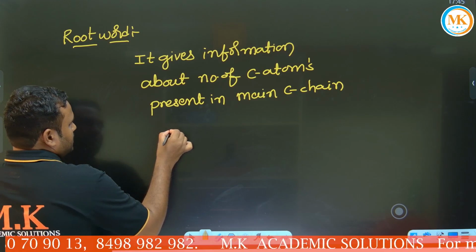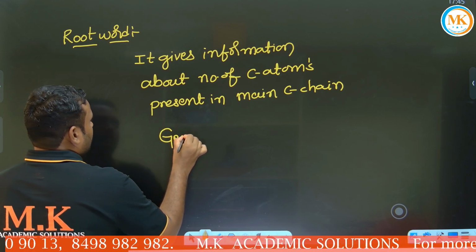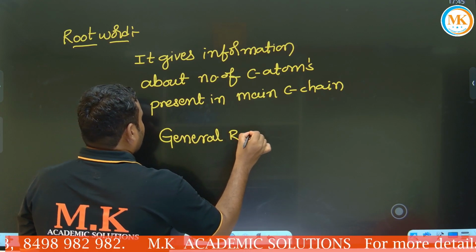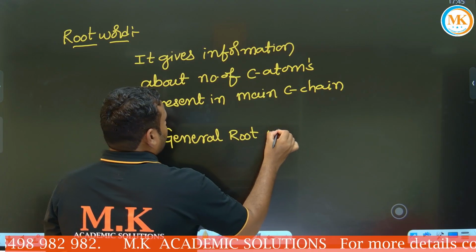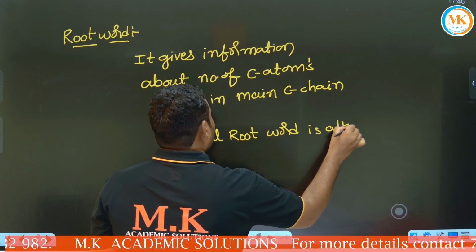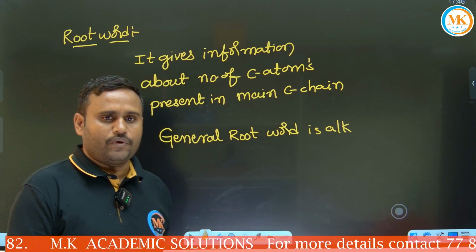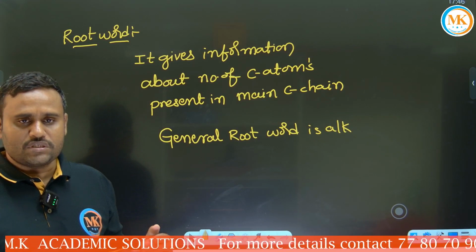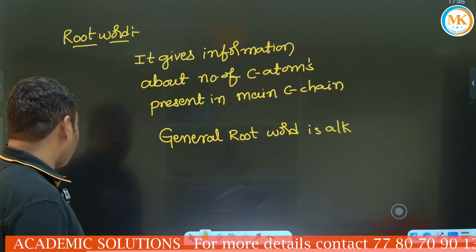So what is the general root word? The general root word is alk. Alk is the general root word. Now let us see different types of root words for different numbers of carbon atoms.